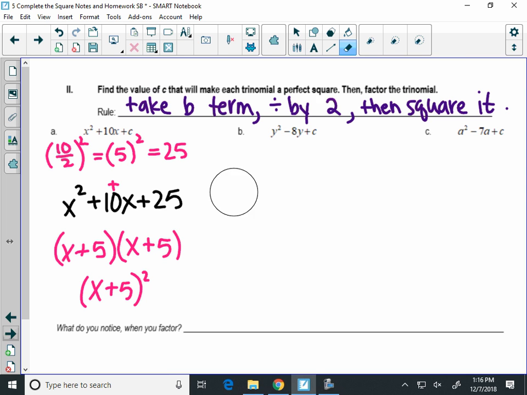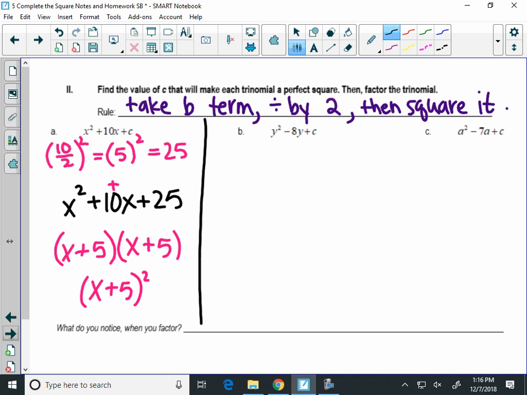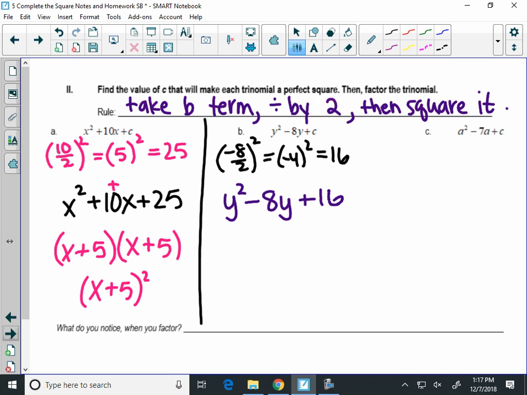So let's try it again. Let's look at b, and then we're going to see a pattern here in a minute. I'm going to take that middle number, negative 8, and divide it by 2. And I'm going to square it. So what's negative 8 divided by 2? Negative 4, and negative 4 squared is 16. So let's put 16 in for c so we can factor. y squared minus 8y plus 16. What are two numbers that multiply to 16 and add to negative 8? Negative 4 and negative 4. Yep, which is y minus 4, the quantity squared. You should see a pattern arising.